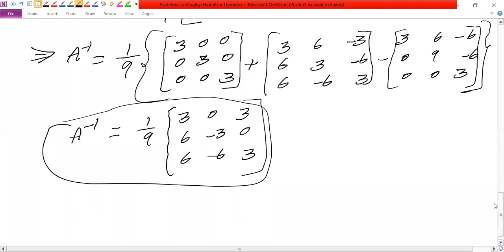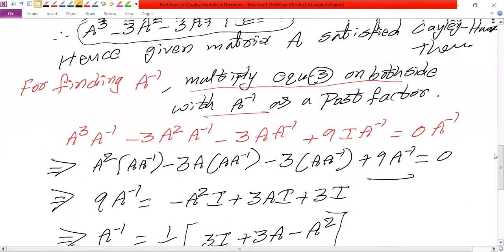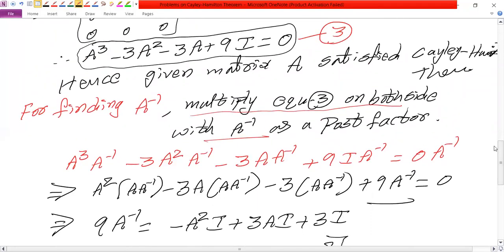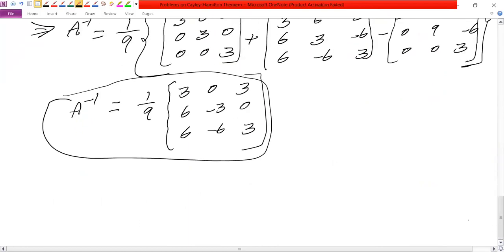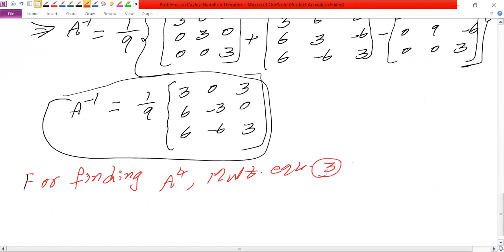Now what do we need to find? Can anybody give a clue for finding A power 4? What we have to do? This was just for finding A inverse, where we multiplied both sides by A inverse. Yes, for A power 4, multiply equation number 3 on both sides with A. So for finding A power 4, multiply equation 3 on both sides with A.